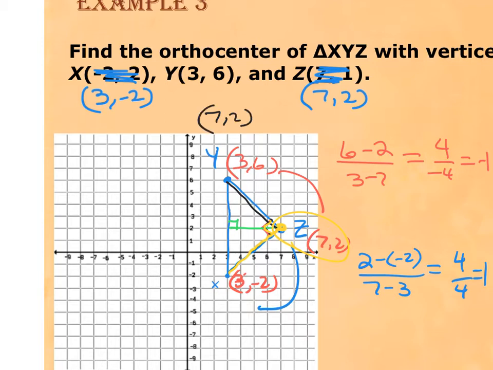So just keep in mind, whenever you have a right triangle, the point of concurrency is going to be on the triangle. If it were acute, it would be inside, and if it were obtuse like the previous slide, it would be outside of the triangle.